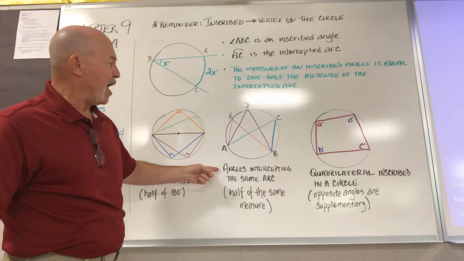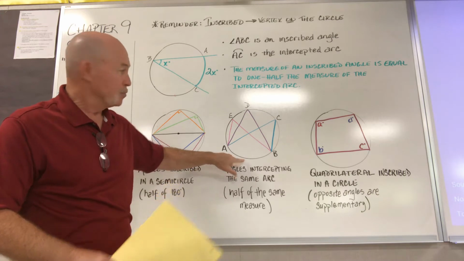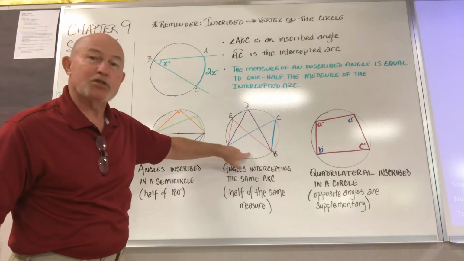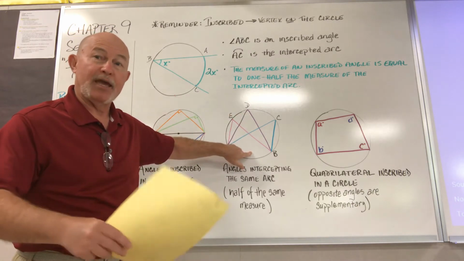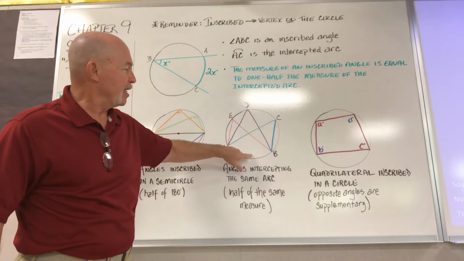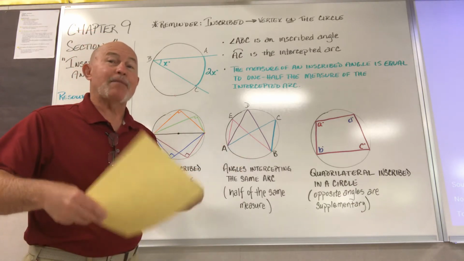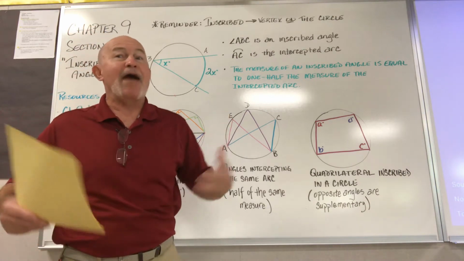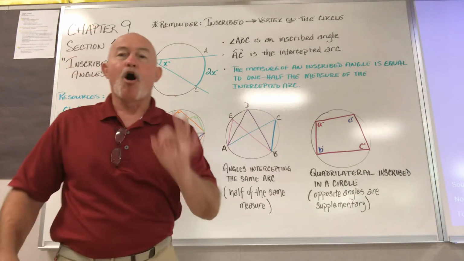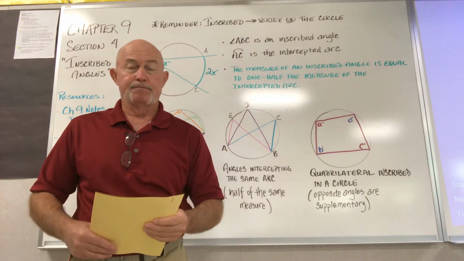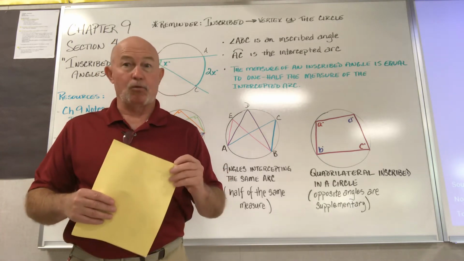If we have more than one angle that intercepts the same arc, so angle E intercepts arc AB, angle D intercepts arc AB, angle C intercepts arc AB. Since they are intercepting the same arc, their measures are half of the same degree measure. So those three angles, E, D, and C, are equal to each other. Angles that intercept the same arc are equal.